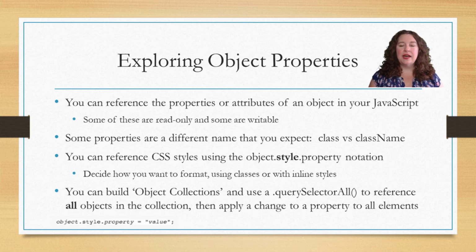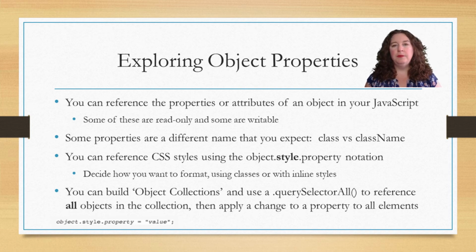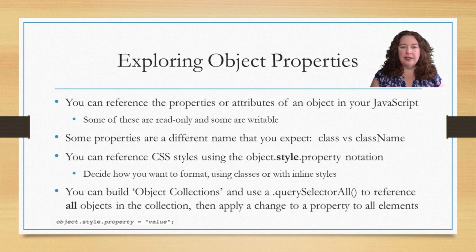You can reference the styles by using the object, whether you went and got the object using get element by ID or whatever. You can then use dot style and then dot whichever property went along with that. So if you wanted to do object.background color, you would do object.style.background color. Think about how you want to format, if you want to use classes or if you want to use inline styles, because you can do the inline styles with your JavaScript. But I really recommend you stick with your CSS just because it's going to keep things consistent.